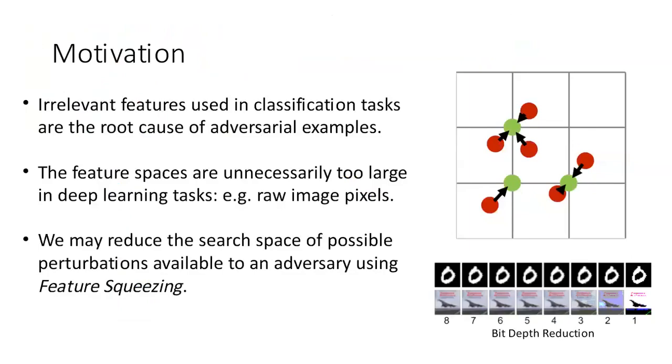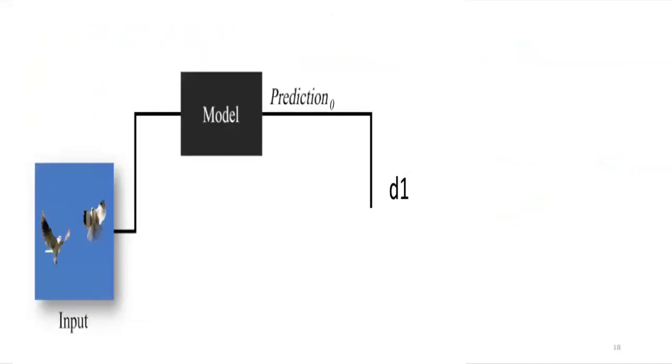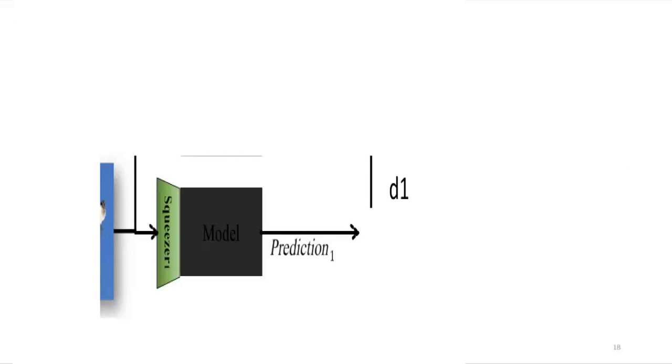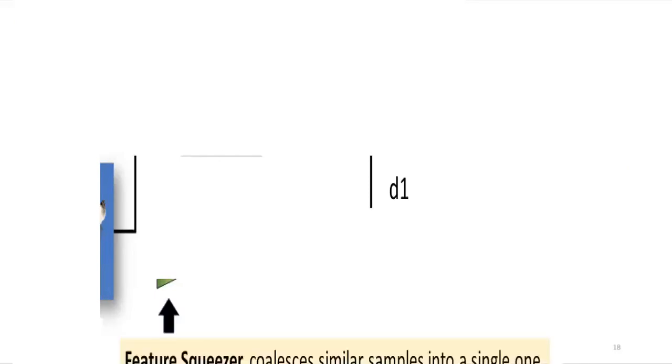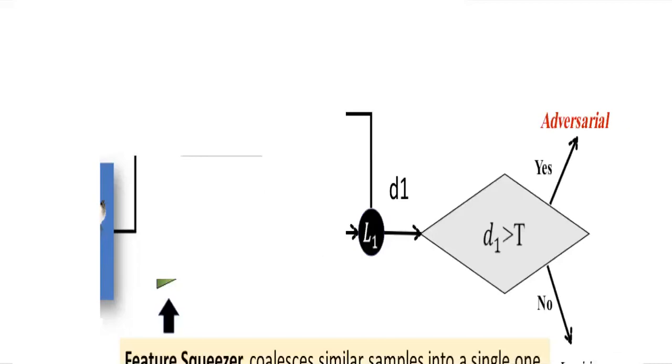I already summarized this on page 17. We're trying to reduce the feature space that is unnecessarily too large. So our detection works like the following. We have the original input we feed into the model to get prediction one, the prediction on the original input. Then we have a squeezed version of the input. We feed it into the same model and get another prediction, the squeezed prediction. We calculate the distance between the two prediction vectors. If this distance, the summary of the differences between the two predictions, is too large, we think that's an adversary example. And this is clearly shown by that motivation page.